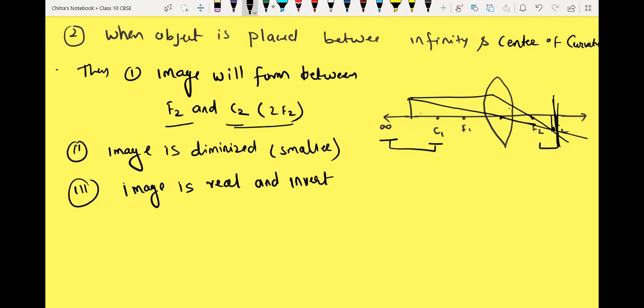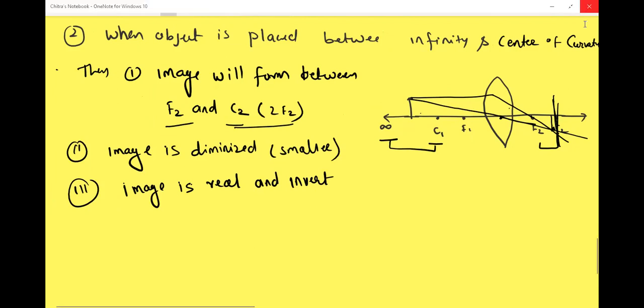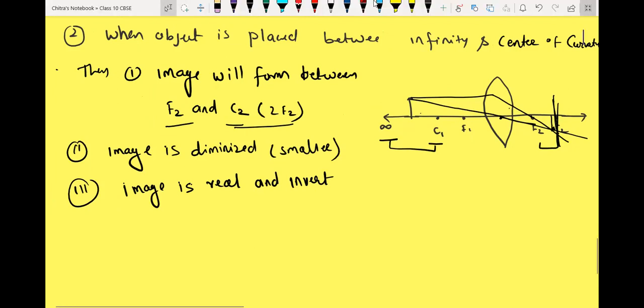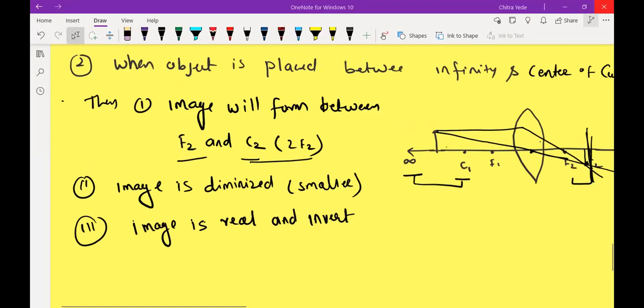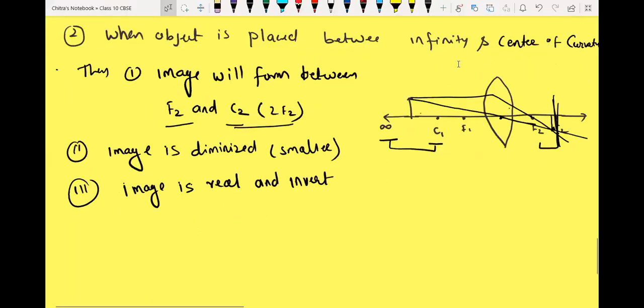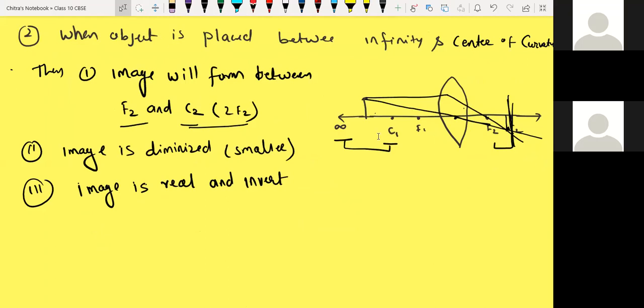Now we will discuss the third condition. Again, take a screenshot. Done? Okay. So we will discuss the third position.